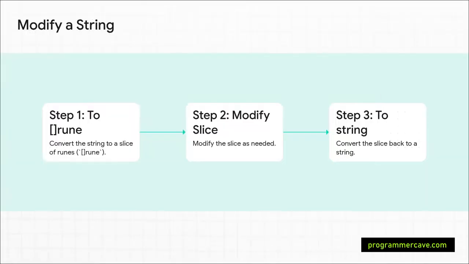This whole byte and rune thing is also why you can't just change a character in a Go string. Remember, they're immutable. So if you need to actually modify a string, you have to do this little 3-step dance. First, you convert the string into a slice of runes, which you can change. Second, you make whatever changes you need to the slice. And third, you convert that slice back into a new string.